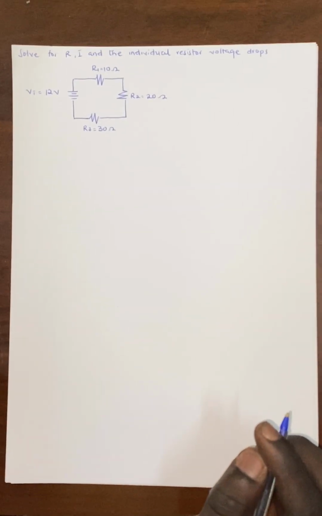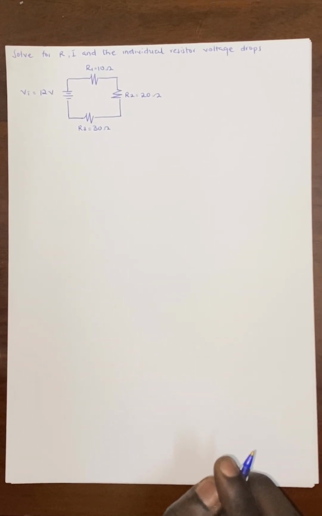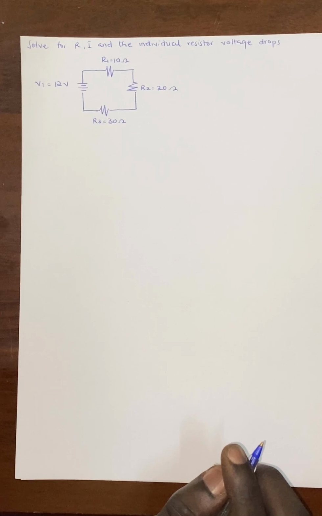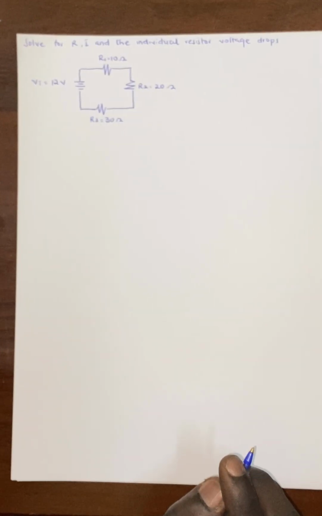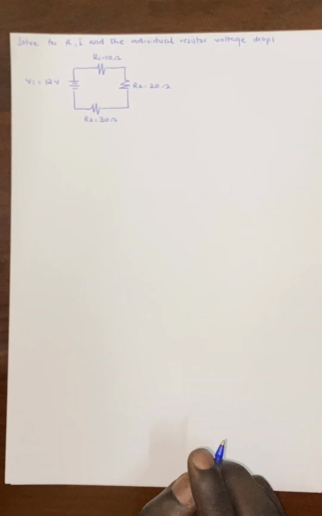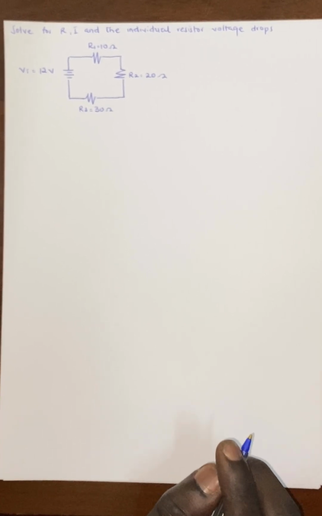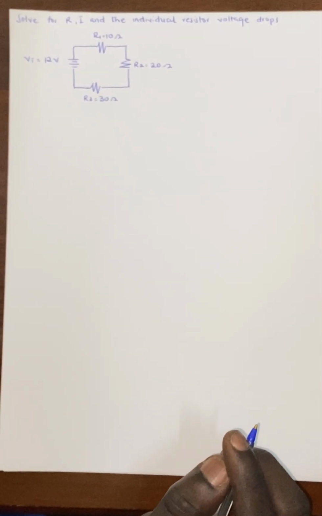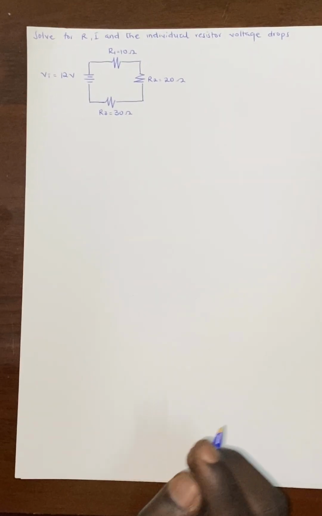Today we are going to look at some basic electrical circuits and then how to find the various voltage drops across the resistance and the current that flows through the circuit. So with this particular circuit, we are going to utilize the basic things that we already know, which is Ohm's law. So here we are to solve for R and then I in the individual resistor voltage drops, right?